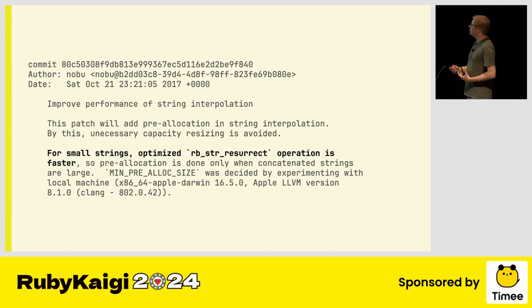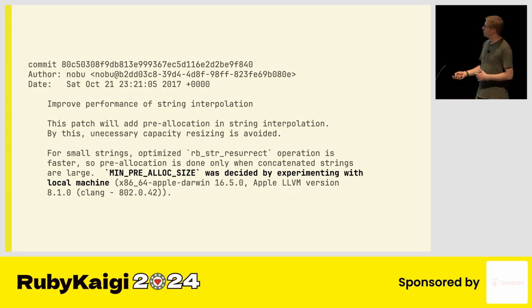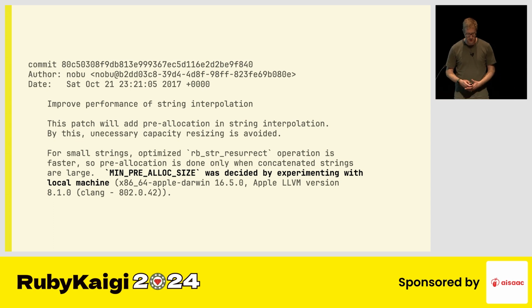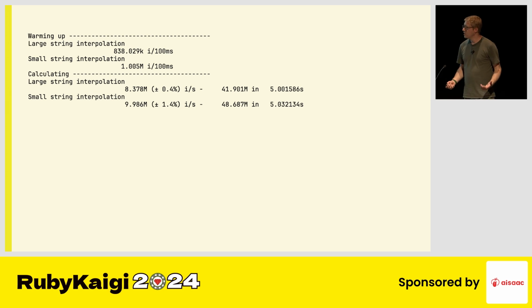And the author talks about the use of RB string resurrection, improving performance for smaller strings, and he confirms that yes, minimum pre-alloc size is really just a magic number. It was picked by experimentation on his local laptop back in 2017. And this was like 7 years ago now, or 6 years at the time, I guess, when I was developing this. So maybe this optimization isn't really needed anymore. Thankfully, the author had also included benchmarking code inside the commit message, which I duly pulled out and ran.